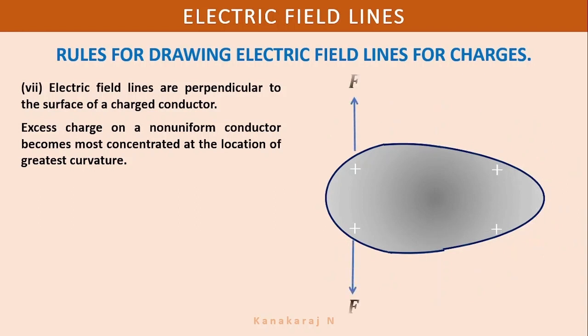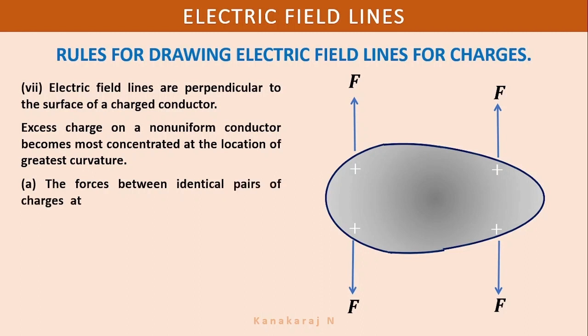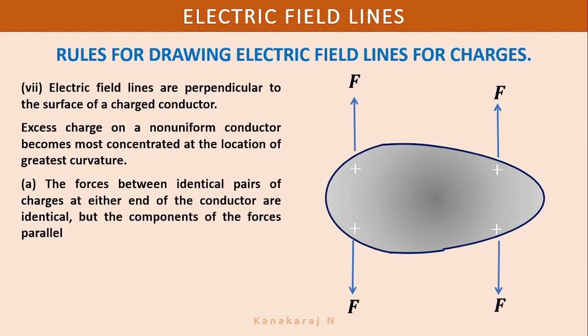Here we have two pairs of identical charges. One pair is at the blunt end and another pair is at the sharp end. They experience the same forces on each other. The forces between identical pairs of charges at either end of the conductor are identical, but the components of the forces parallel to the surfaces are different.